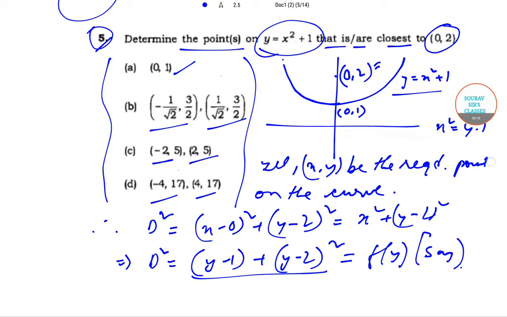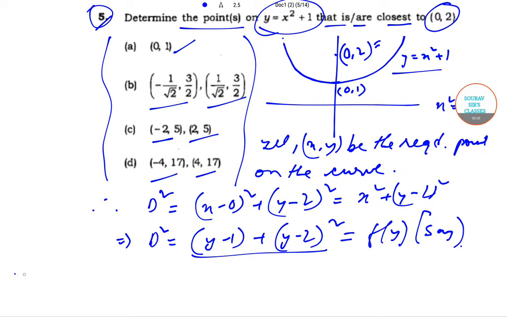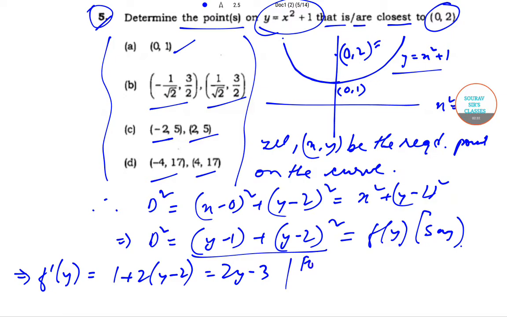So now if we do f dash of y, that implies that f dash y will give us 1 plus 2 into (y minus 2). This will give us twice of (y minus 3). For maximum or minimum, f dash y is equal to 0, and that will imply that twice y minus 3 is equal to 0, and that will imply that y is equal to 3/2.